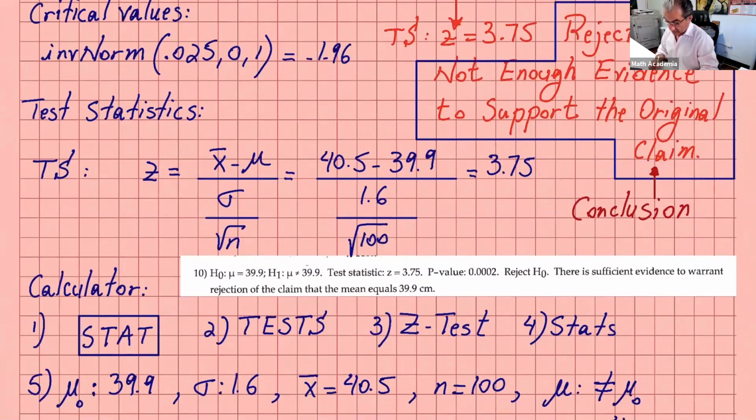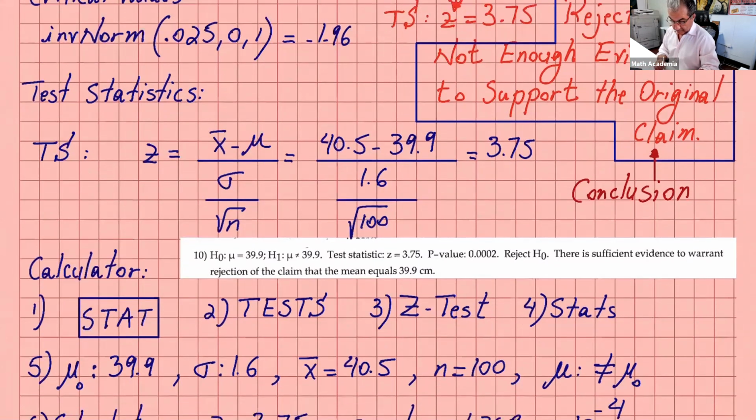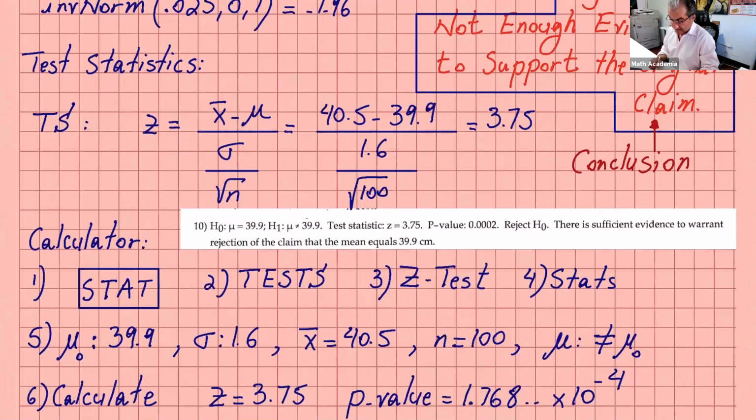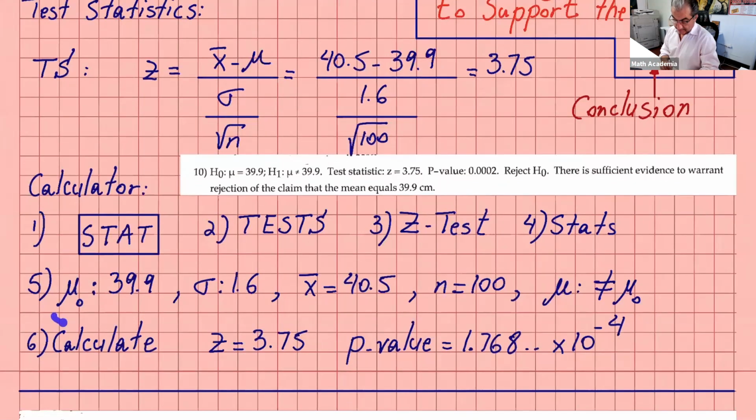That's the solution of the test. So it's right here. It's very similar. Calculator, same way. Stat, test. This is the z-test number one. And then you pick stats, not data. And mu0 is 39.9. Basically, you put all these givens. And the p-value, you're going to see 1.76 times 10 to the power of -4, which is very close to 0.002. So that's even more exact.